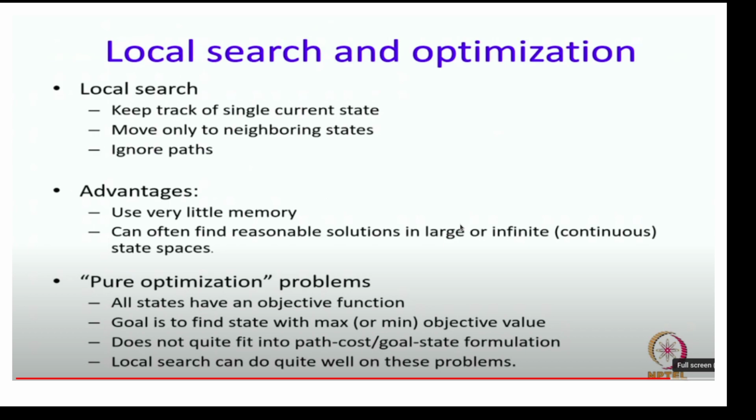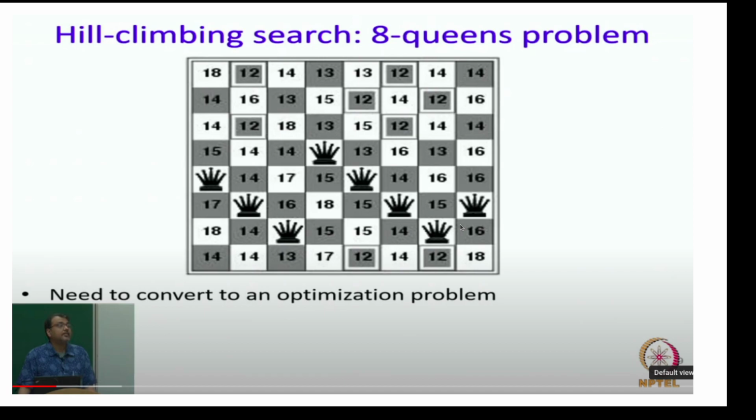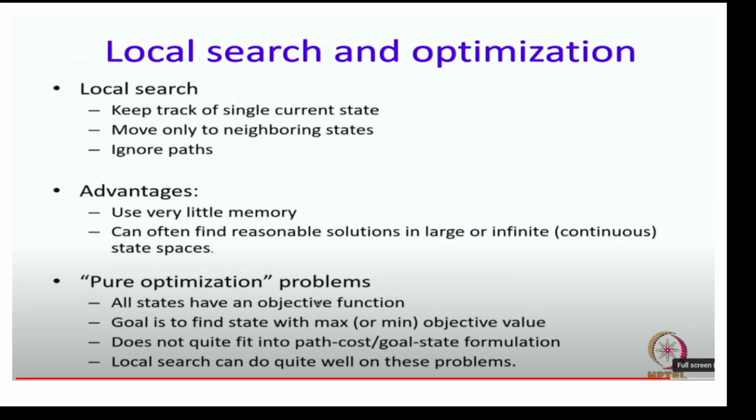This doesn't quite fit into the path cost or goal state formulation. Local search can do quite well on these problems. So for a few problems, local search does quite well. Now it's clear what local search is. What are its advantages? It is going to a reasonable solution. Remember these two terms, local search and reasonable solution, and then you will be able to understand. Finally, with less effort, you are finding some reasonable solution. That's good. So there are a few problems, as we said, where local search can do quite well. These are the problems we are going to discuss, where local search is doing quite well with a reasonable amount of time and effort.